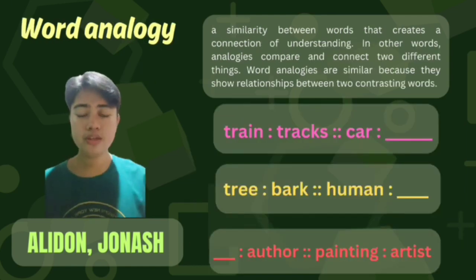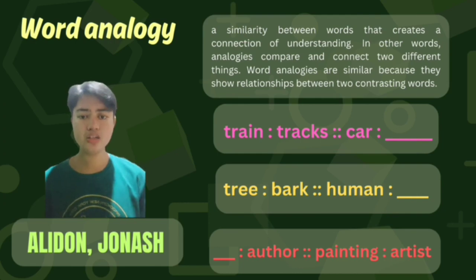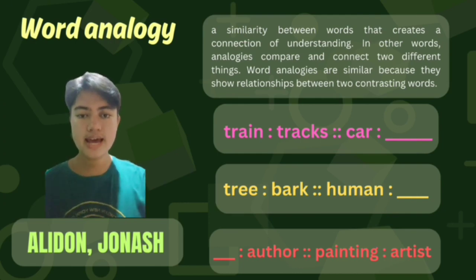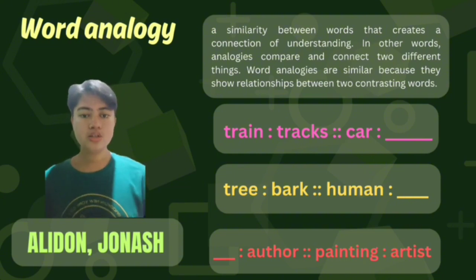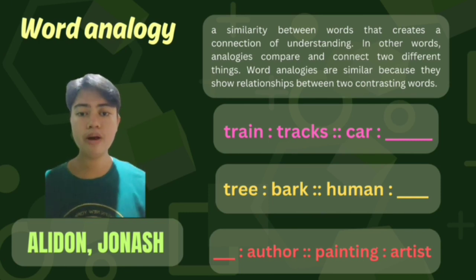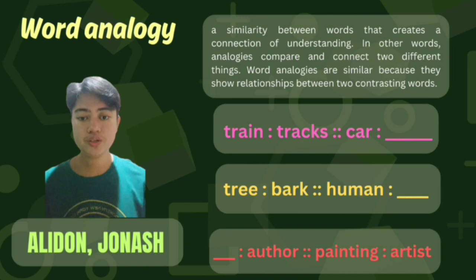The other type of logical pattern is word analogies. Word analogies are important for cognitive development as they enhance critical thinking skills by requiring individuals to identify relationships between words and apply logical reasoning to solve problems. Here I have 3 questions.